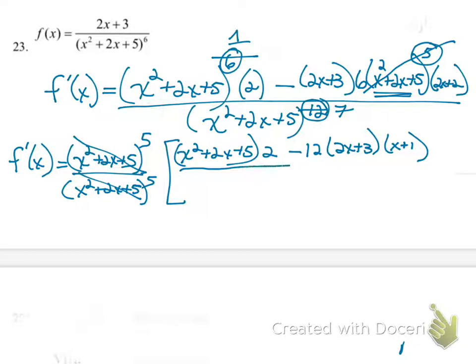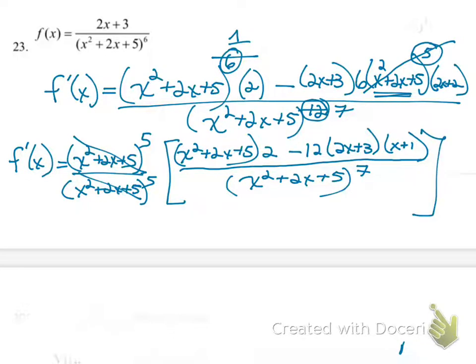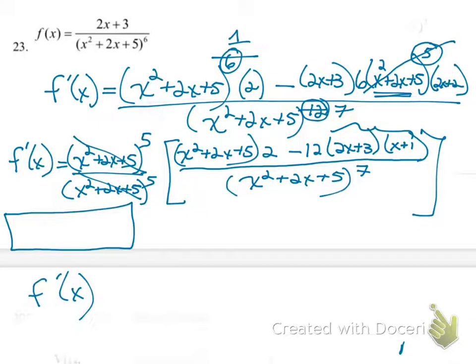Okay, not done yet. All over x squared plus 2x plus 5 to the seventh. Okay, so what I would do at this point is I would FOIL this term right here. So I would FOIL that off to the side. Okay, so I'm going to continue saying f prime of x down here. But over here in this little working box, I'm going to FOIL that.